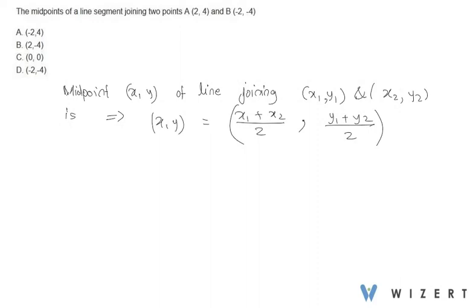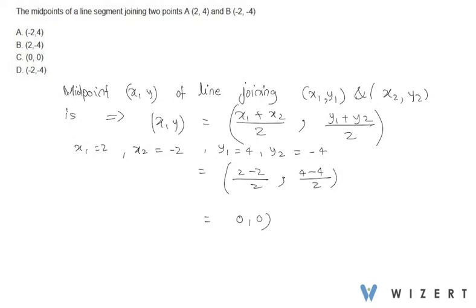So using this formula we can easily find out the midpoint. x1 in this case is 2, x2 is minus 2, y1 is 4 and y2 is minus 4. So we get (2 minus 2) by 2, (4 minus 4) by 2. So that is, let's see, 0, 0. Therefore we get (x, y) equal to (0, 0).